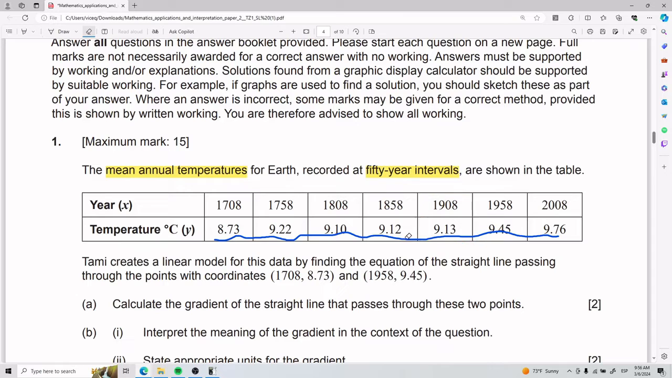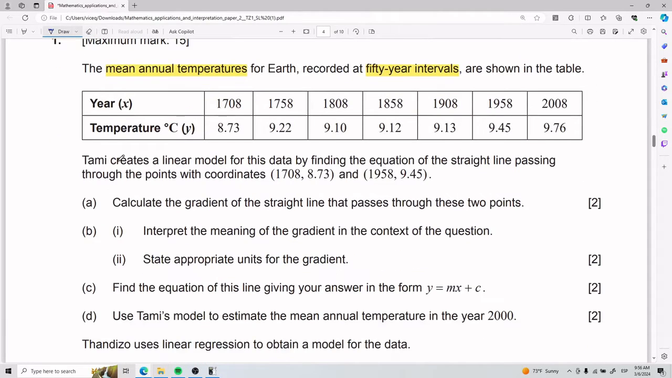And then our good old friend Tami creates a linear model for this data by finding the equation of the straight line passing through the points with coordinates blah and blah. Okay, so they are using this point and this point. We need to calculate the gradient of the straight line that passes through these 2 points.